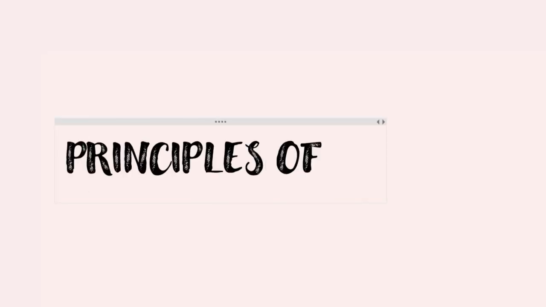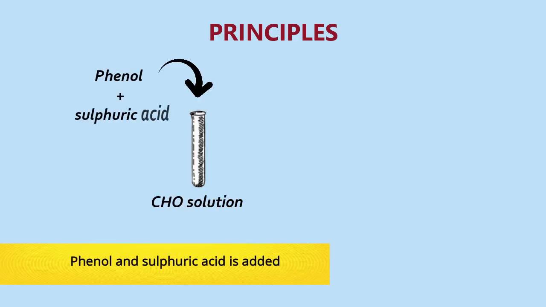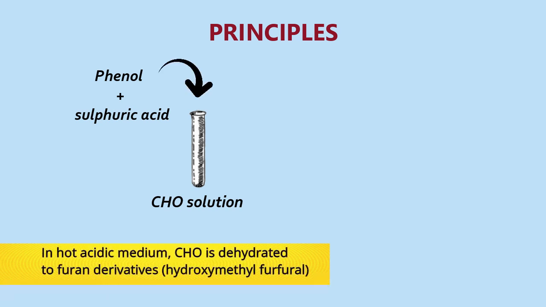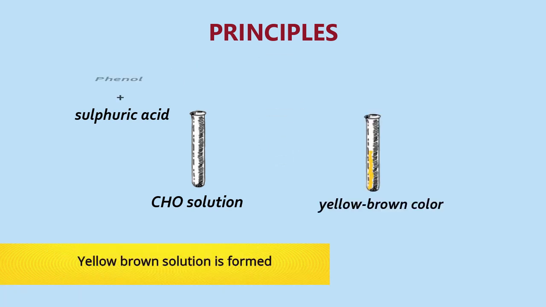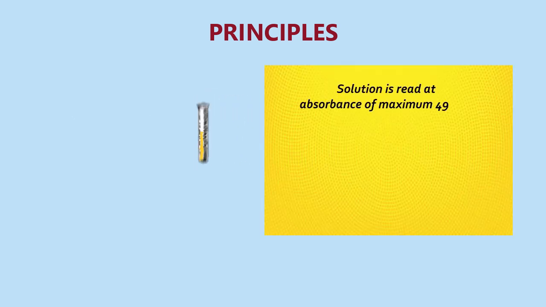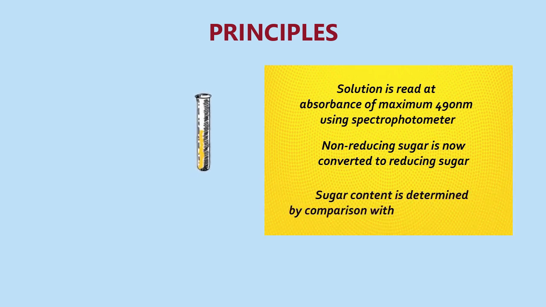Without further ado, let's study the principles of this method. First, phenol and sulfuric acid is added to a clear aqueous solution of the carbohydrate to be analyzed. This will cause the carbohydrate to be dehydrated into furan derivatives. Following this, a yellow-brown colored product forms as a result of the interaction between the carbohydrates and the phenol. Using a spectrophotometer, this solution is read at absorbance maximum 490 nanometer, which is proportional to the initial carbohydrate concentration in the sample. The addition of a strong sulfuric acid earlier allows all the non-reducing sugar in the sample to be converted to a reducing sugar. Now, the total amount of sugar present can be determined with a calibration curve by comparison.